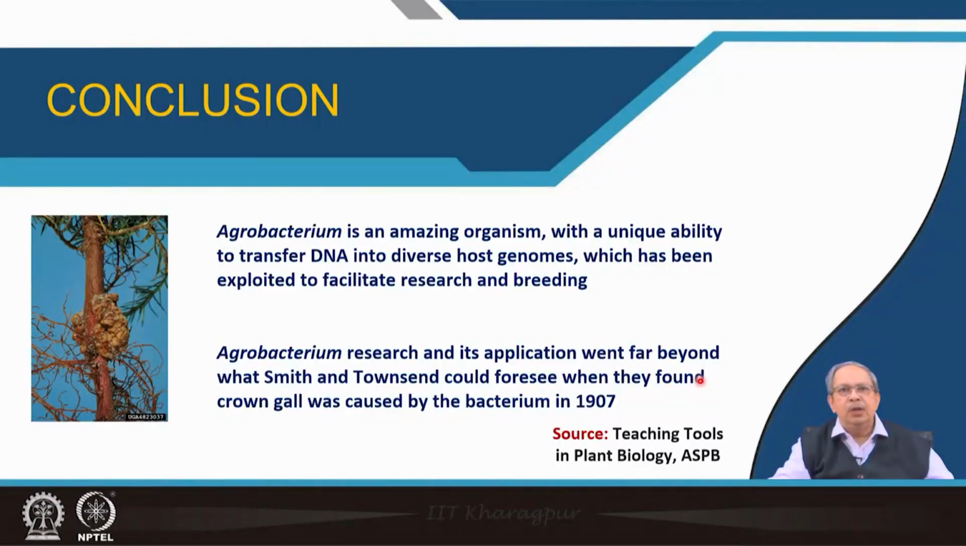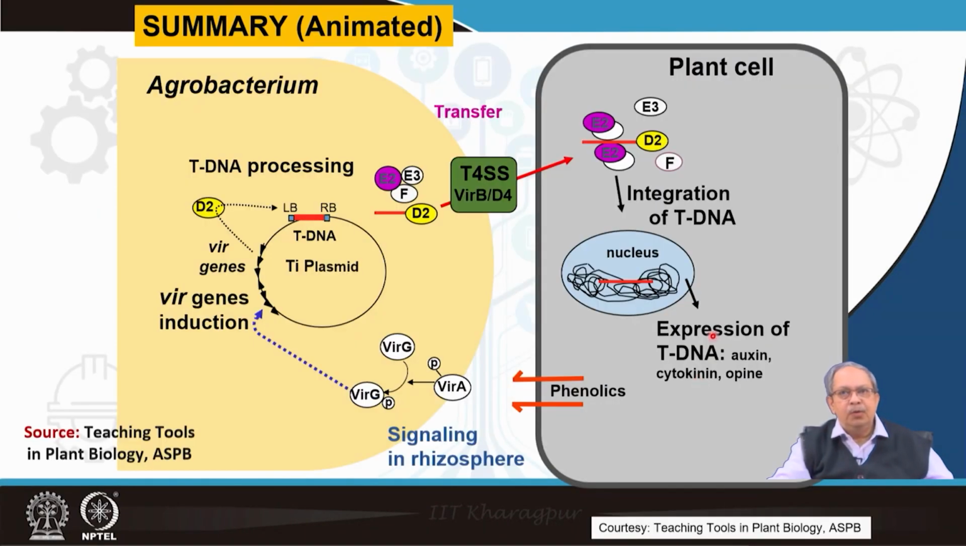So, what is the lesson we learned from here? If we go back to the previous slide, this is a natural gene transfer mechanism. That is why Agrobacterium is called a natural genetic engineer. So, Agrobacterium transfers a part of its plasmid DNA into the plant, so that it utilizes the nutrients from the plant cell for its growth.